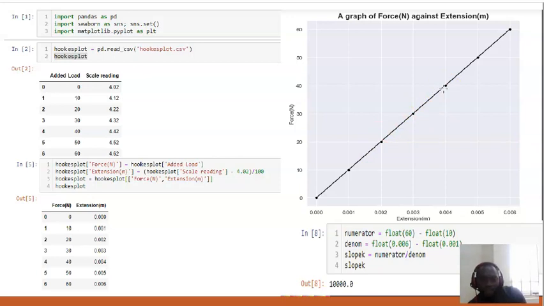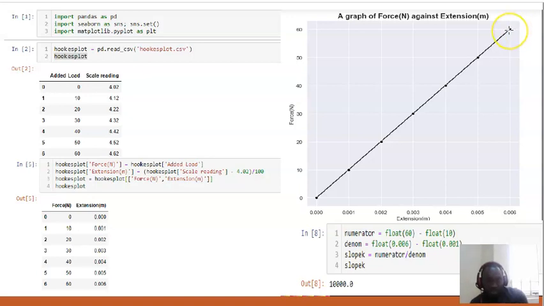Now if you plot the graph, you can see it's a straight line, which is evident from Hooke's law. So definitely Hooke's law is obeyed throughout. The next thing, of course, is to determine the slope. Try to use a very big triangle.